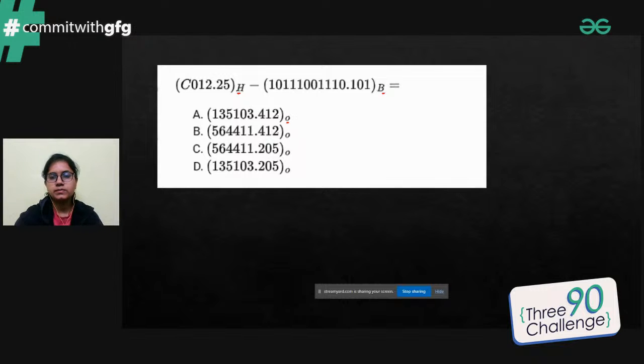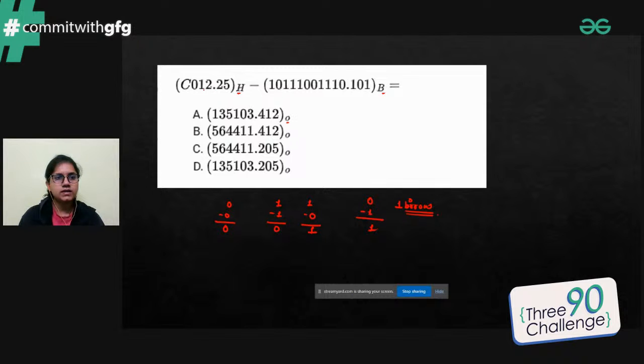Do you all know the basics of binary subtraction? Like I'll tell you, 0 minus 0 is always 0, and 1 minus 1 is always 0. 1 minus 0 is 1. And 0 minus 1 is 1, with a 1 borrow. So this is the binary subtraction.